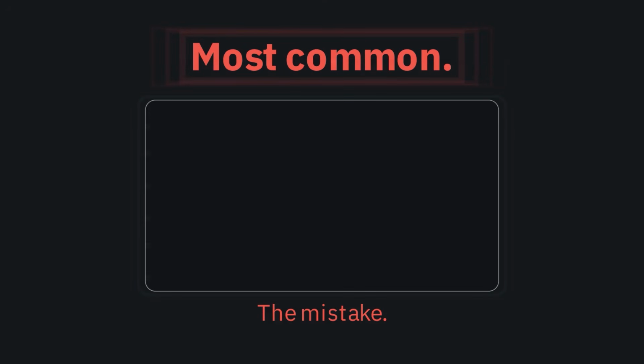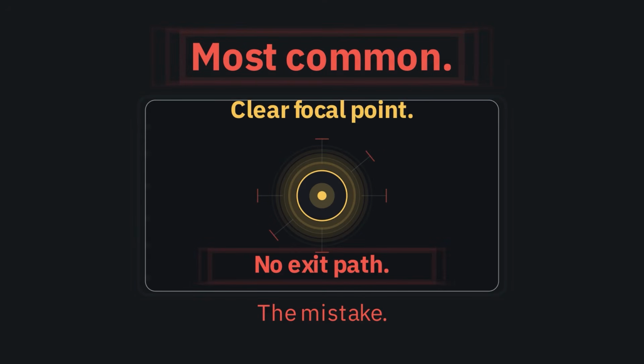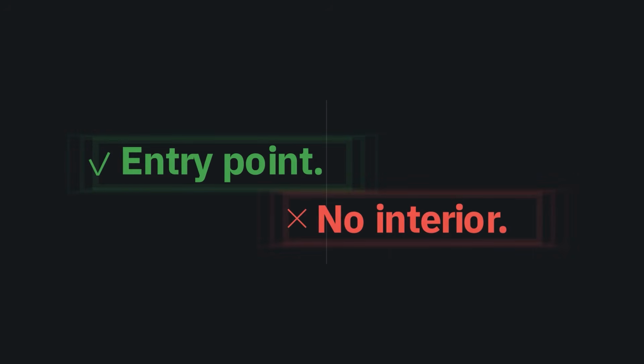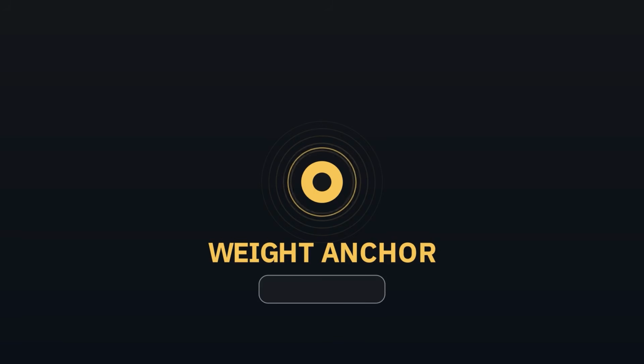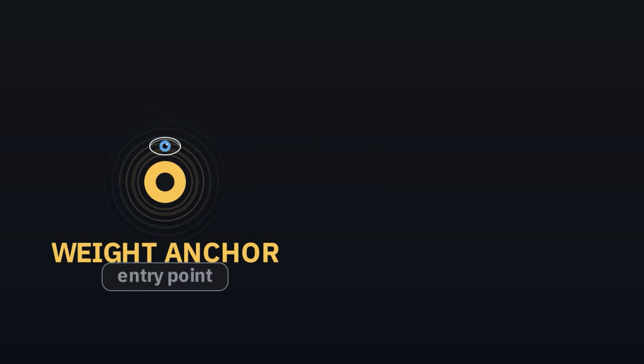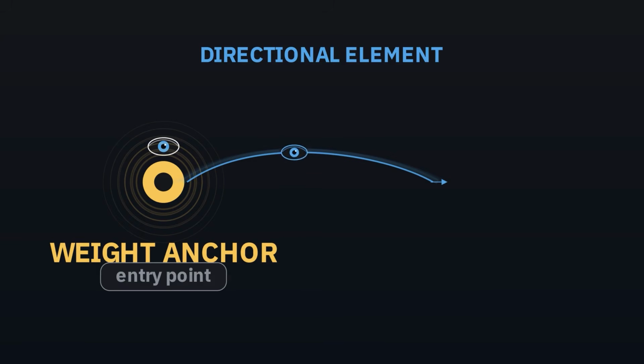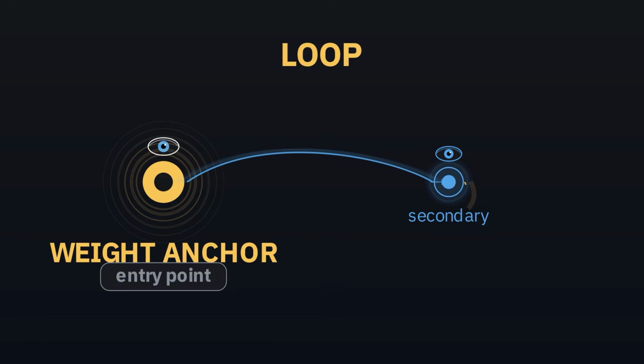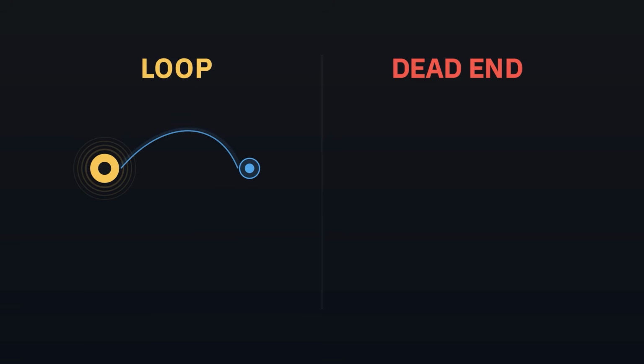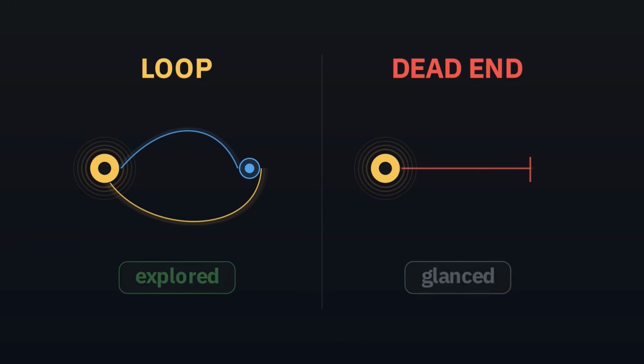The most common version of this is a scene that has a clear focal point but no exit path. The eye lands, looks around the subject, finds no leading lines or directional cues pointing anywhere, and just leaves. The image had an entry point but no interior. What you want is a weight anchor that acts as the entry point, and then at least one directional element that leads the eye away from that anchor towards something else, and ideally, something that eventually brings the eye back around. A loop is more satisfying than a dead end. The viewer feels like they explored something rather than just glanced at it.